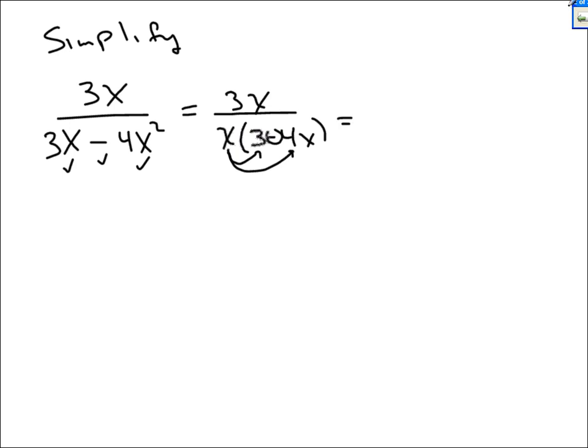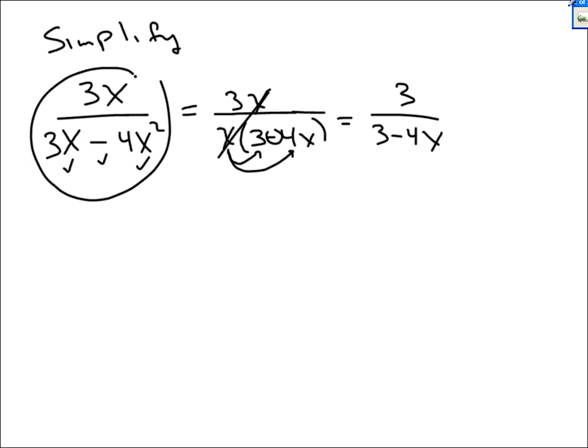A lot of students would just say, oh, the x's cancel, and you get 3 over 3 minus 4x. That is, this and that, they're equal.